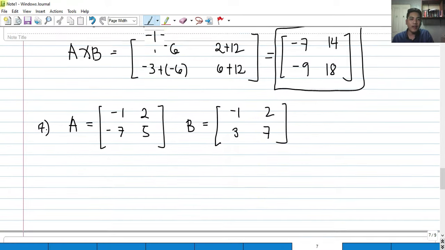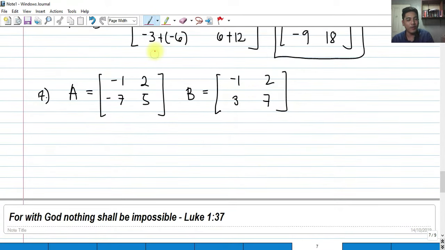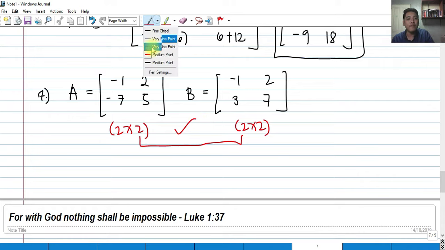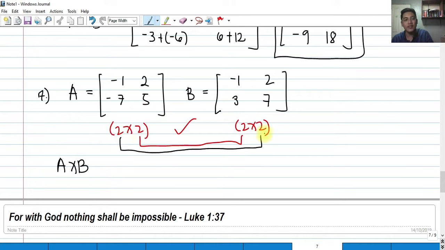So again, we should identify first, again, the what? You are correct. The dimension, 2 by 2. And this is also a 2 by 2. If this is equal, then we can multiply them if we are to find A times B. If these two are equal, that is the resulting matrix of A times B. So let me just rewrite again.